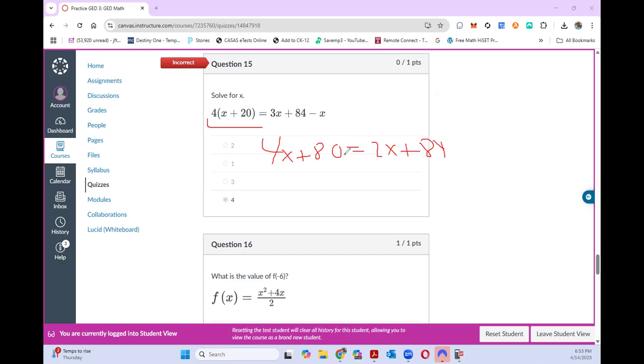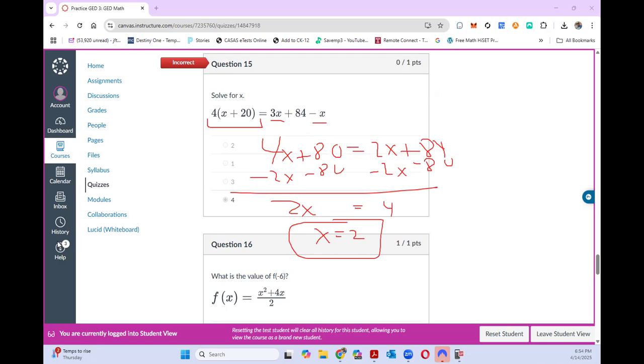I didn't take my distributive property here. Combine 2x minus x is 2x plus 84. I'm going to subtract 2x from both sides. I'm going to subtract 80 from both sides. I get 2x is equal to 4. x is equal to 2.